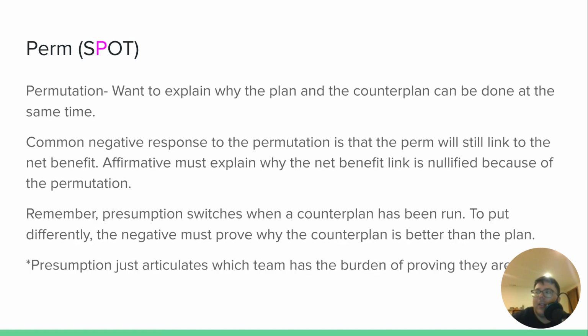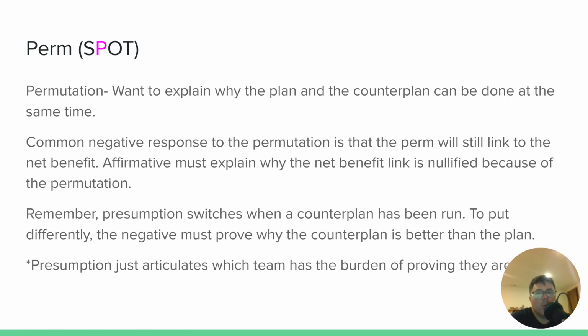The second letter in SPOT is the P, and that means permutation. With the permutation, you are going to explain why the plan and the counterplan can be done at the same time. If you remember from the previous video about counterplans, you are arguing about competition. A common negative response to the permutation is that the perm will still link to the net benefit. So you as an affirmative need explanations as to why the net benefit is nullified or there is no link to the net benefit because of the permutation.